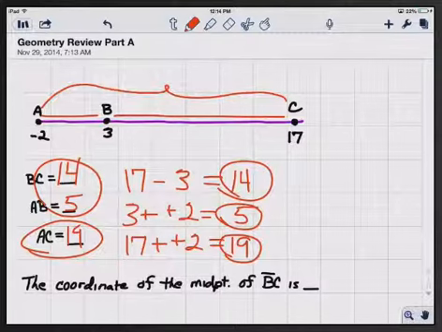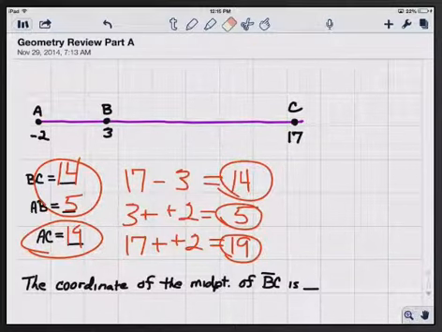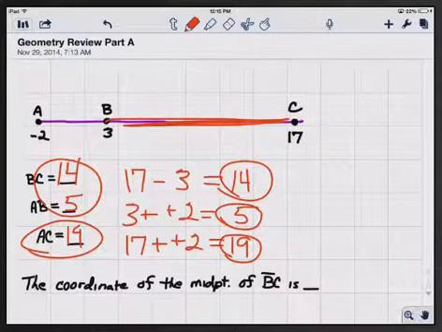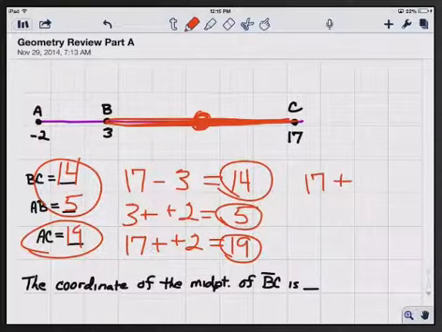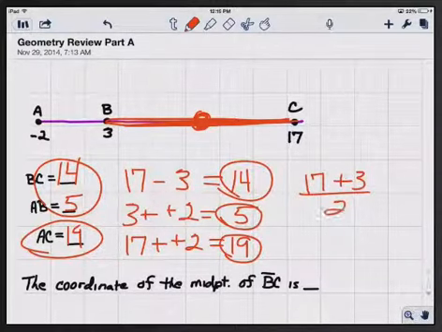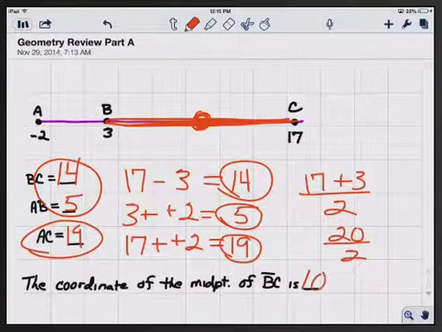The coordinate of the midpoint of segment BC. Now if we just look at segment BC, let's get rid of some of this, and we'll look at segment BC. Any segment has exactly one midpoint, so to find the coordinate of that point, you can do it a few different ways. The way I like to do it is to take the 2 coordinates, 17 and positive 3, add them together and divide by 2. You're finding the average of the coordinates. So that gives you 20 divided by 2, which is equal to 10.